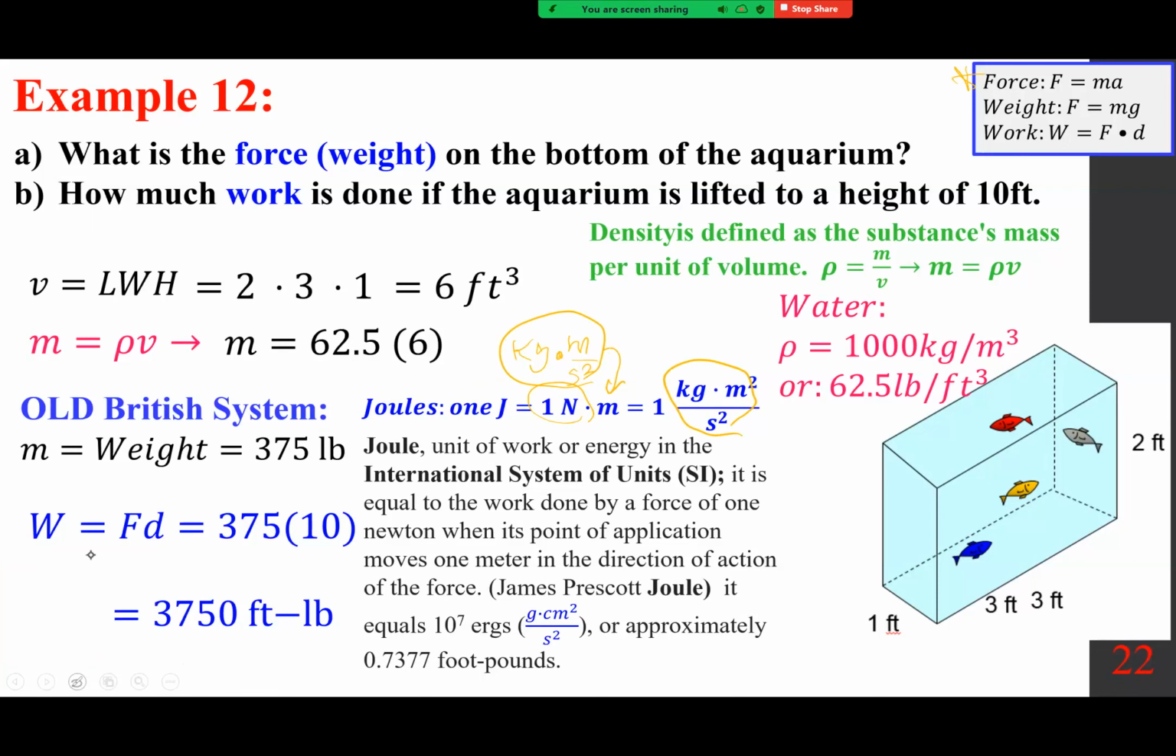Joule, unit of work or energy in the International System of Units, or SI, is equal to the work done by a force of 1 Newton when its point of application moves 1 meter in the direction of action of the force. James Prescott Joule. It equals 10 to the power of 7 ergs, or grams centimeter squared per second squared, or approximately 0.7377 foot-pounds. These are all conversions, if you will.